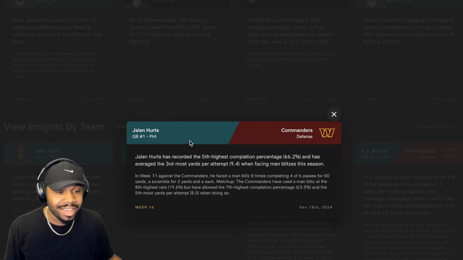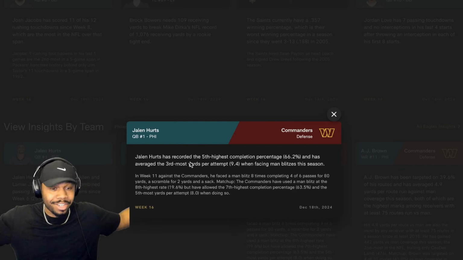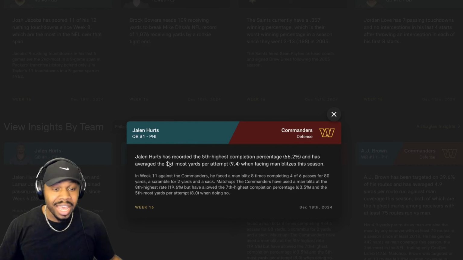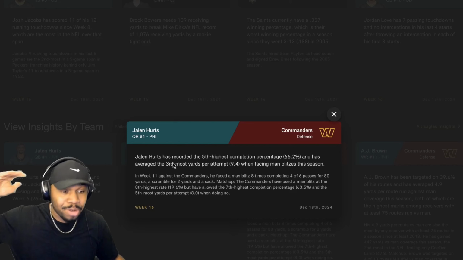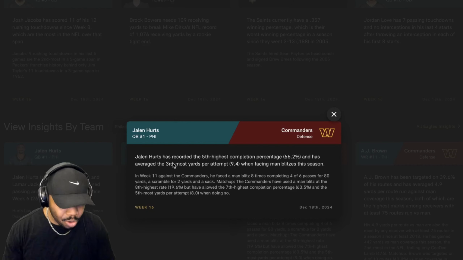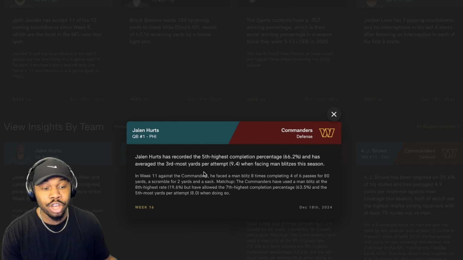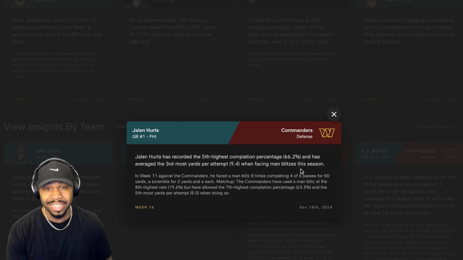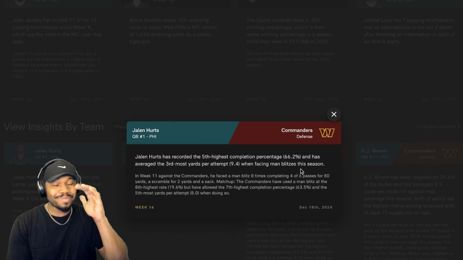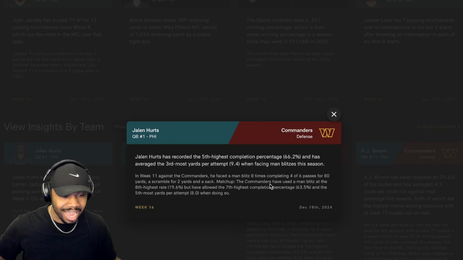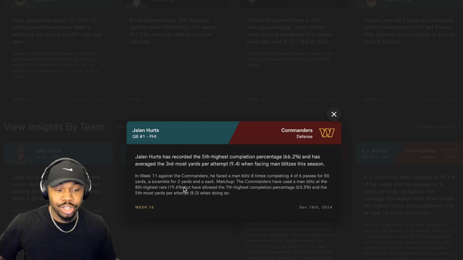I love stats. All right, so let's talk about the damn matchup against the Washington Commanders this weekend. It says here, Jalen Hurts has recorded the 5th highest completion percentage, y'all, at 66.2%, out of all the quarterbacks in the NFL, and has averaged the 3rd most yards per attempt at 9.4 when facing man blitzes this season. And this is what blows my mind. It says week 11 against the Commanders, right? He faced the blitz 8 times, completing 4 of 6 passes for 80 yards, a scramble for 2 yards, and he got sacked once.